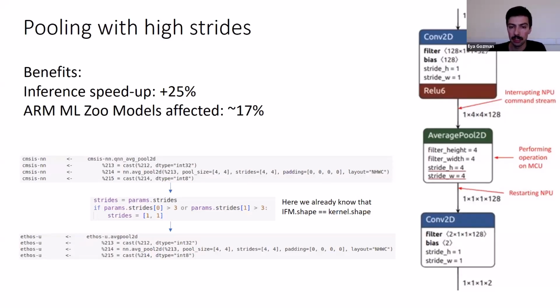For these cases, we were able to simply change the stride value to 1 to allow the operation to be offloaded to the NPU as usual pooling operations. The benefits of this were 25% inference speedup, and 17% of ARM ML models were affected.